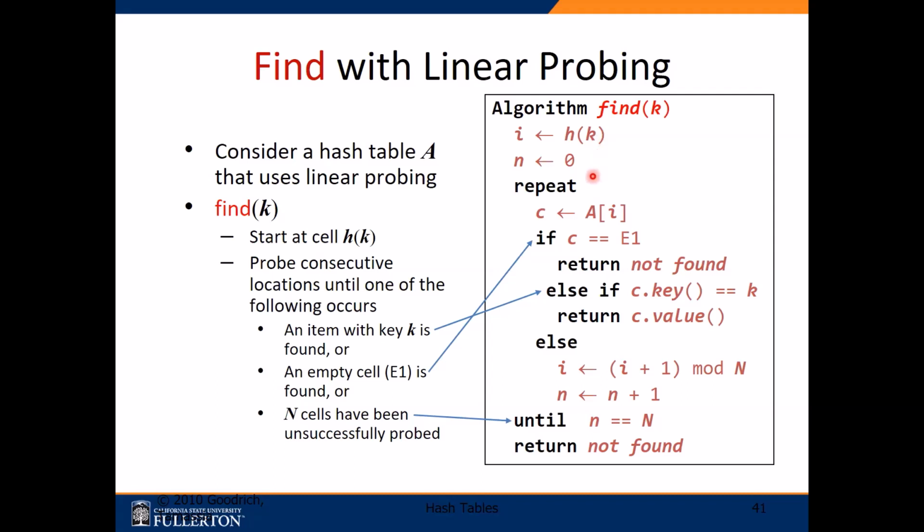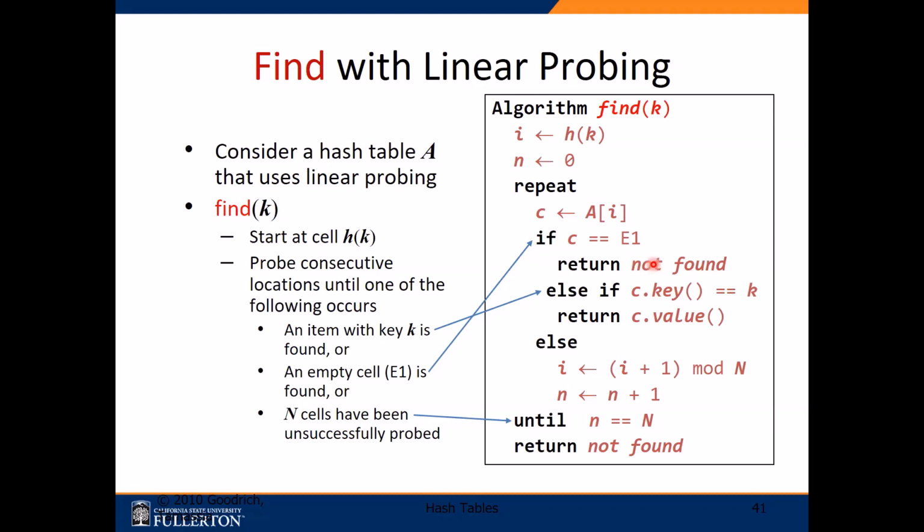And this sequence of probes is implemented here as this repeat until loop. These iterations will continue until one of the following occurs. We find the key, in which case we return the corresponding value, or we find an empty cell, which means that the key does not exist, and I just return that I don't find it.